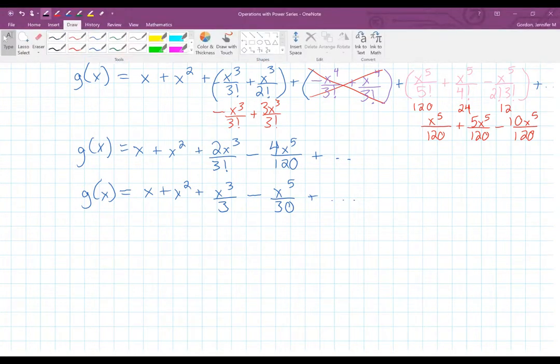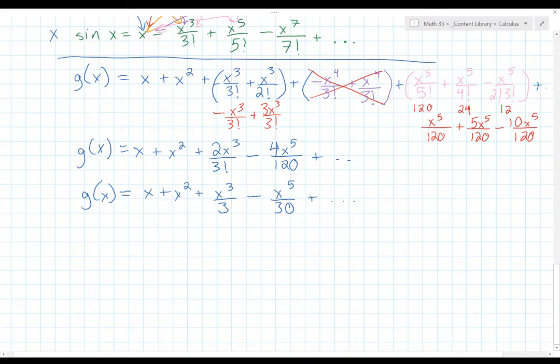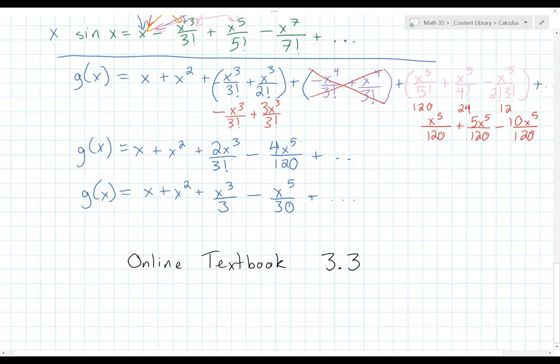Now, you can find practice for these in your online calculus option textbook. And this is section 3.3, Operations with power series.